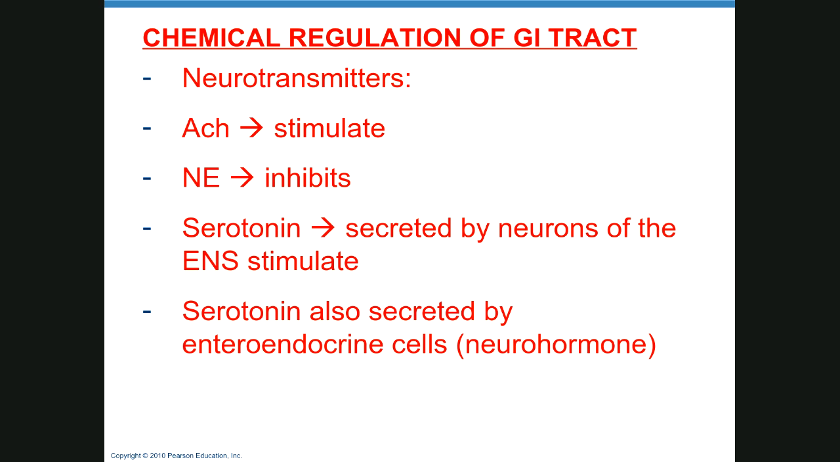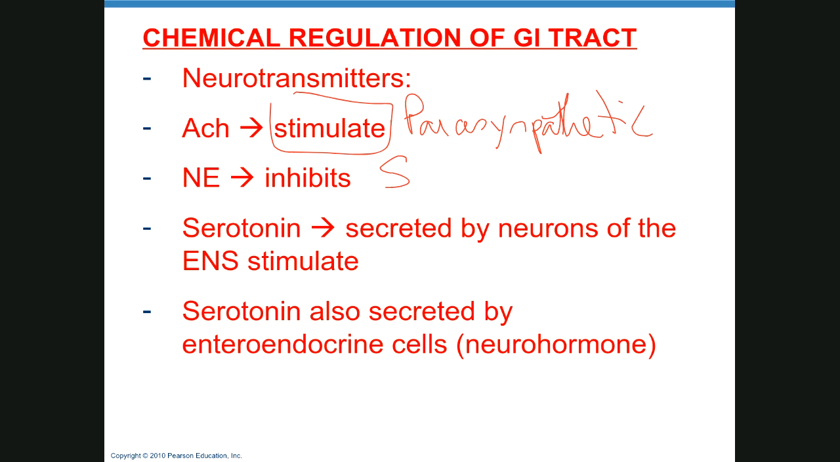All right, so other regulation. Okay, so we're talking about regulation via the nervous system. So the nervous system is going to use neurotransmitters. The parasympathetic nervous system uses acetylcholine, and this you should know from last semester. So the neurotransmitter acetylcholine is going to stimulate the GI tract. On the other hand, the sympathetic neurotransmitter is norepinephrine. So norepinephrine is a neurotransmitter that is going to inhibit the GI tract.